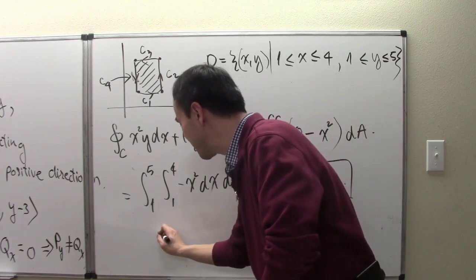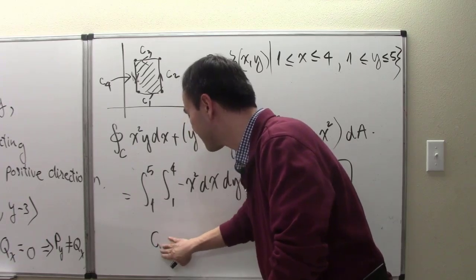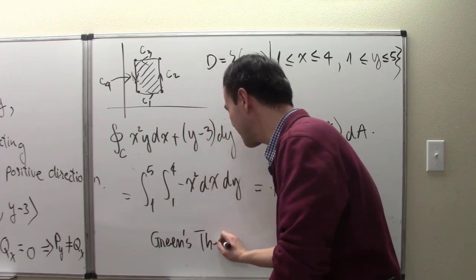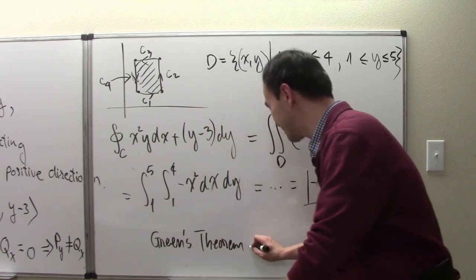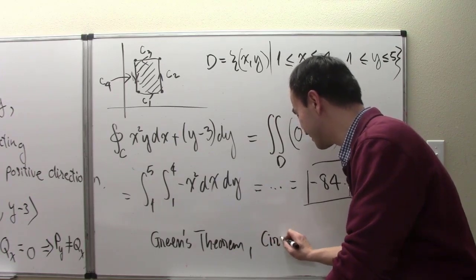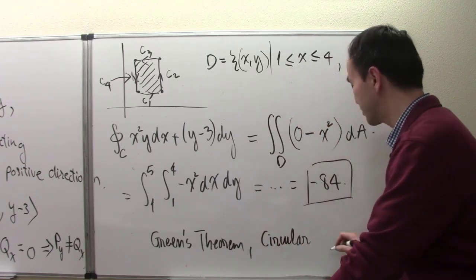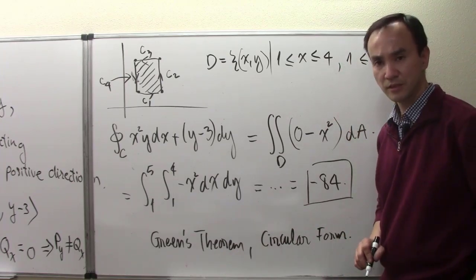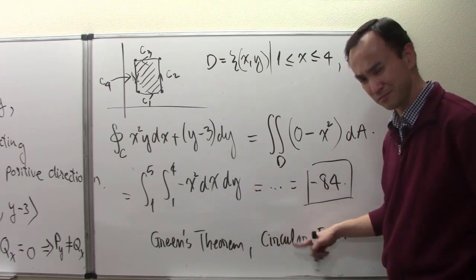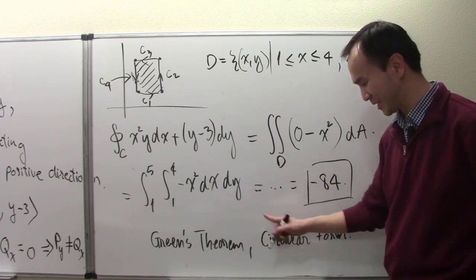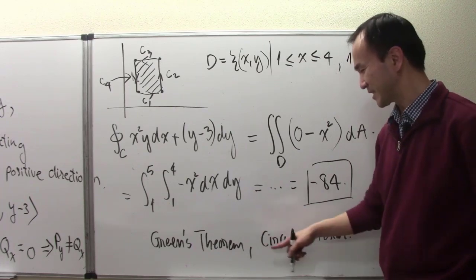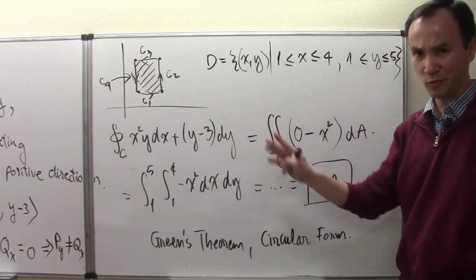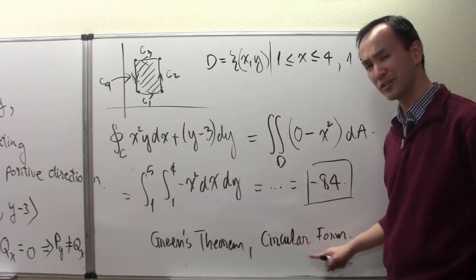So this version of Green's theorem that we're learning is called Green's theorem, comma, circular form. Some textbook authors put parentheses there. Some textbook authors say the circular form of Green's theorem. There are so many ways of putting that, but in the end, there's something about circular form like that.